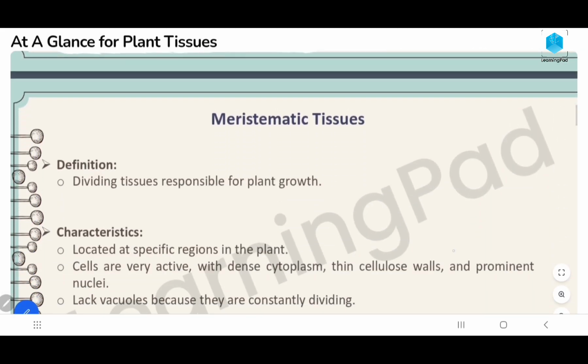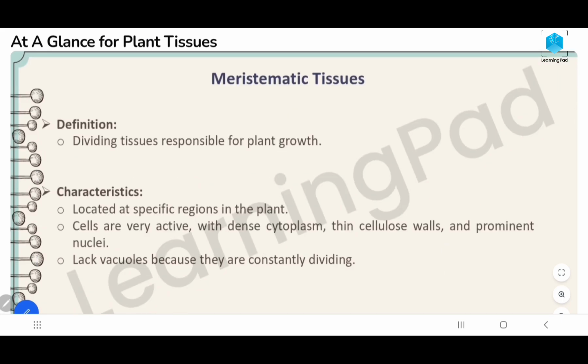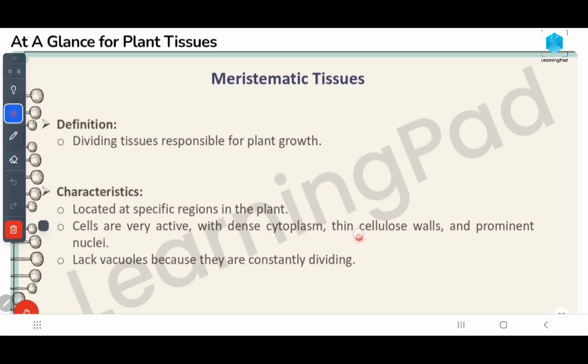Now let us study the characteristics of meristematic tissue. Meristematic tissue is located at specific regions in the plant, and the cells are very active. They have dense cytoplasm, thin cellulose walls and prominent nuclei, and they lack vacuoles.